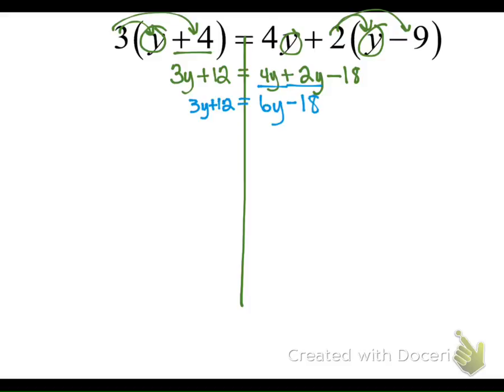We distributed, we combined like terms. Step 2, get the variables on the same side by picking on the little guy. So which one's smaller, 3y or 6y? 3y. So how do I get rid of that 3y? Minus 3y, yeah. So 3y minus 3y cancels. I bring down my 12. What's 6y minus 3y?